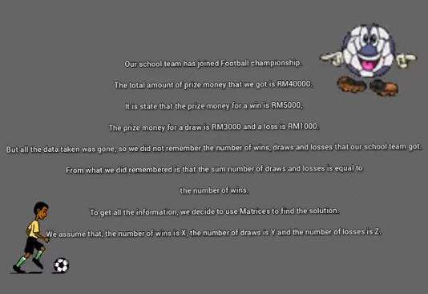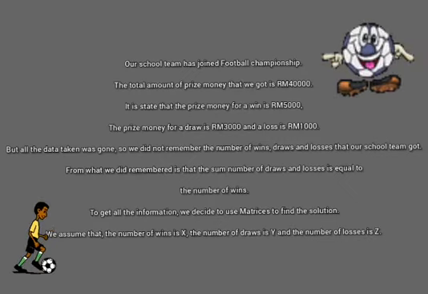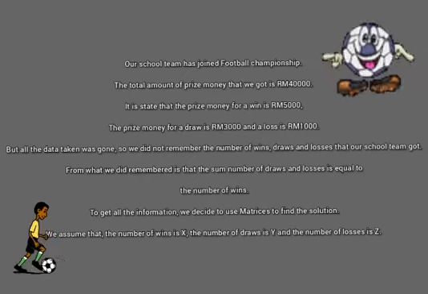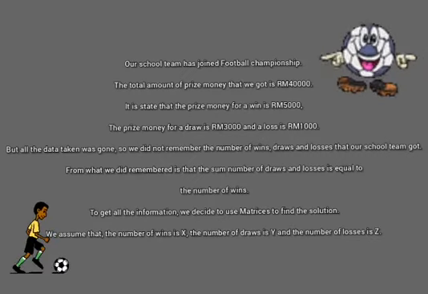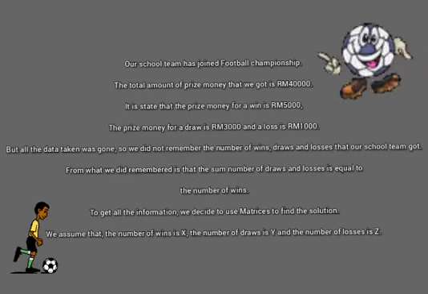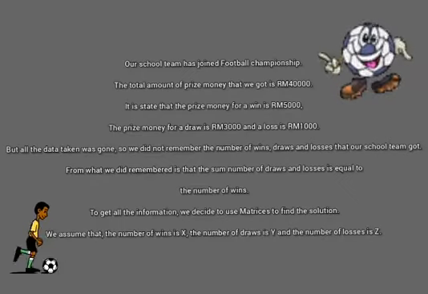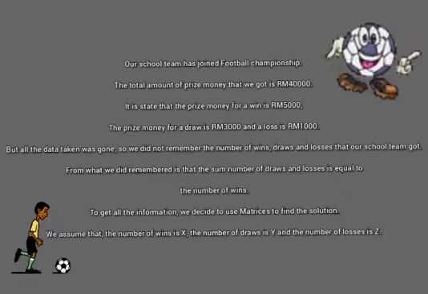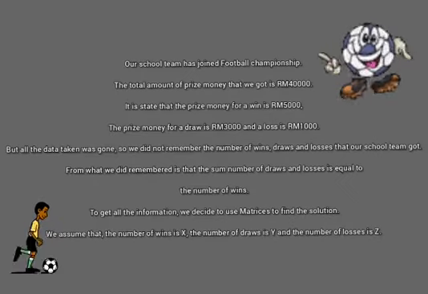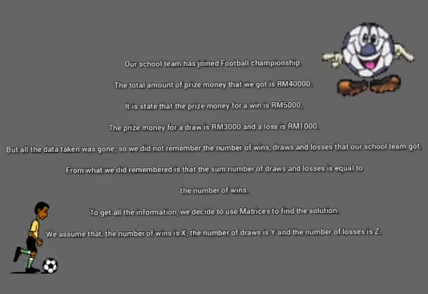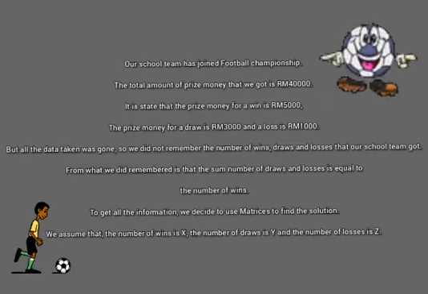But all the data taken was gone, so we did not remember the number of wins, draws, and losses that our school team got. What we did remember is that the sum of the number of draws and losses is equal to the number of wins. To get all the information, we decided to use matrices to find the solution. We assume that the number of wins is x, the number of draws is y, and the number of losses is z.